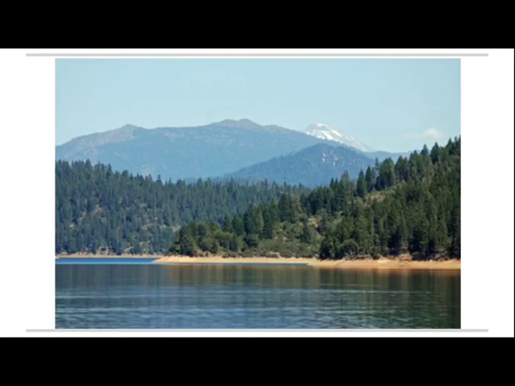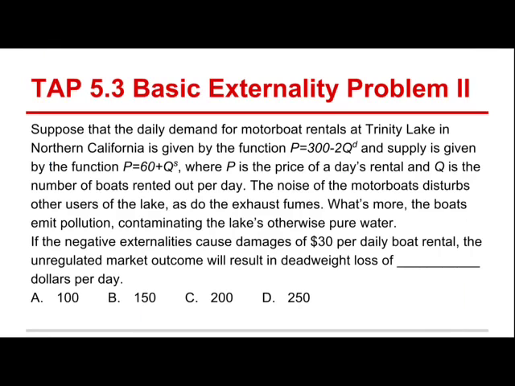Got another motorboat rental on Trinity Lake in California problem. Let's go forward. So this is that same problem we had before in the sense that the marginal private value and marginal social value functions are given by P equals 300 minus 2Q. The marginal private cost curve, the private supply curve, is 60 plus Q again. And then I've got an externality, a negative externality. Marginal external cost is $30 per daily boat rental.